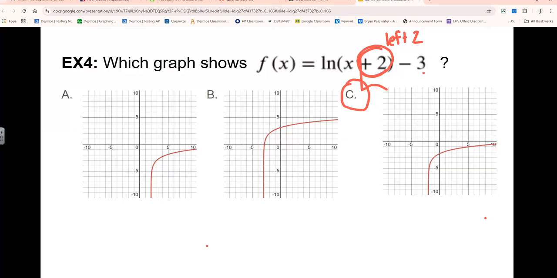Let's see. Carson just came in. Let's see how much he remembers. If I put a -3 on the end, what's it going to do to the graph? Down 3. Very good.